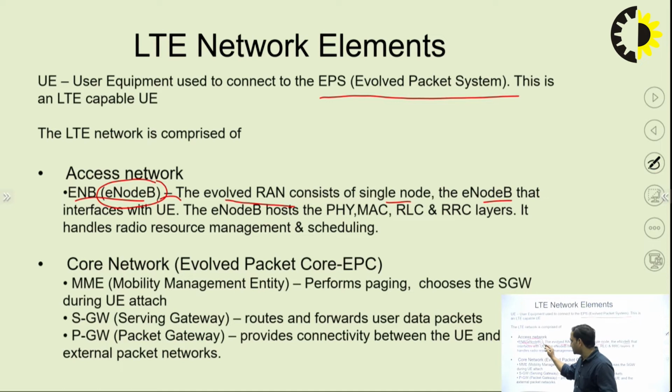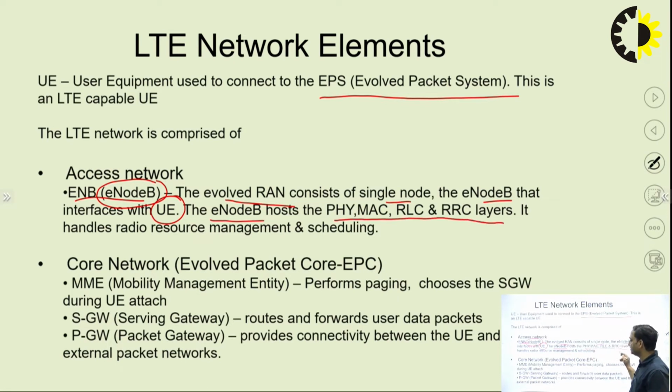So for that subscriber, we call it the UE, user equipment, which is a mobile phone subscriber. There are different names in different generations. The E-Node B hosts the physical layer, MAC layer, and RLC layers, and different layers can be supported in the E-Node B networks. It handles radio resource management.